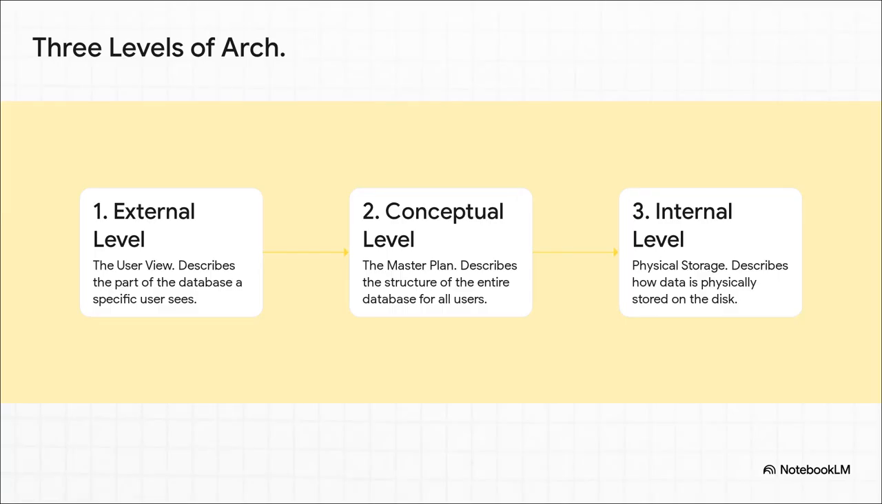So this whole architecture works in 3 layers. Up top, you have the external level. This gives a custom view for each user. An accountant sees financial data, a school registrar sees student grades. You only see what you need to see. In the middle is the conceptual level. This is the master blueprint for everybody, defining all the data in the system logically. And then at the bottom, the internal level describes how all that data is physically laid out and stored.